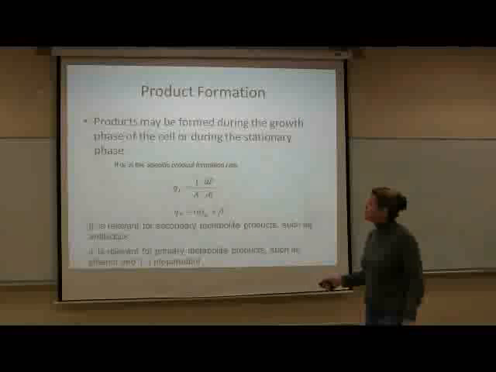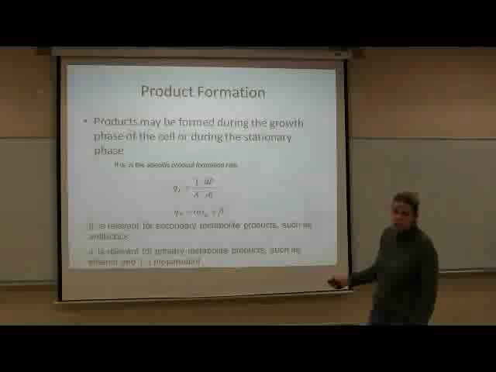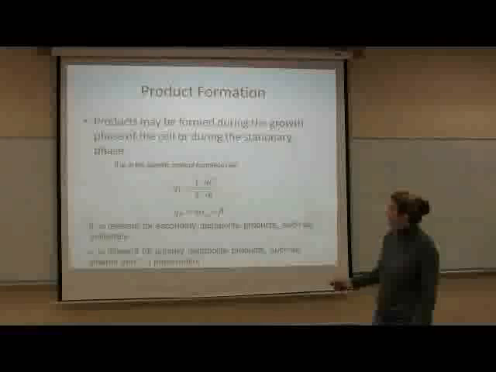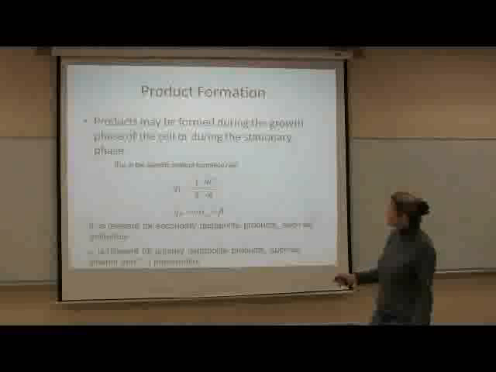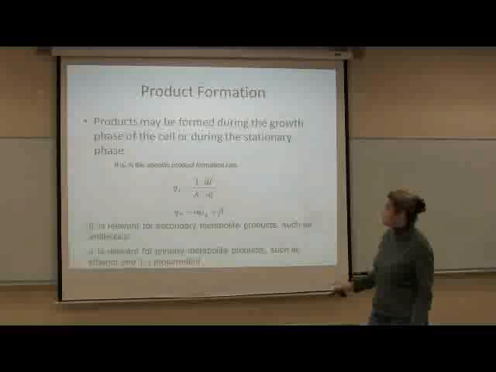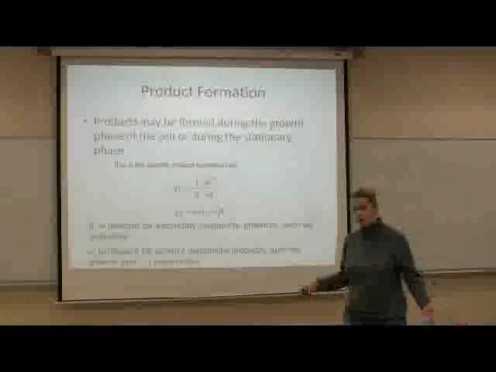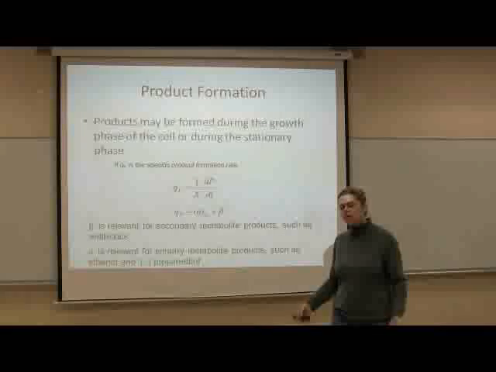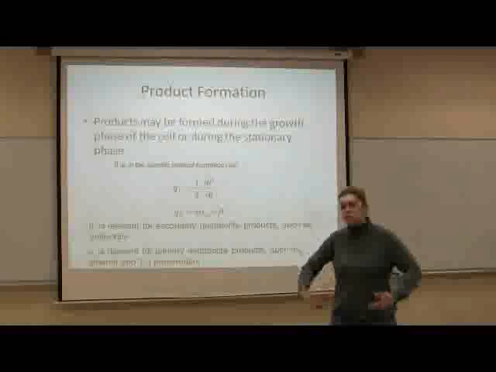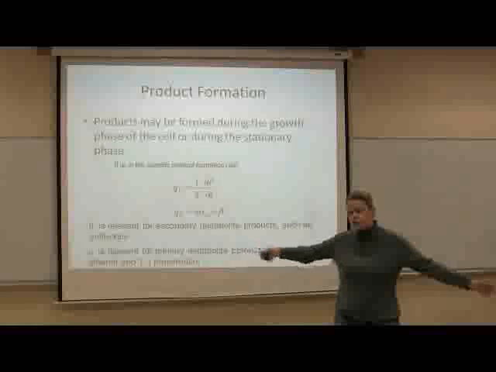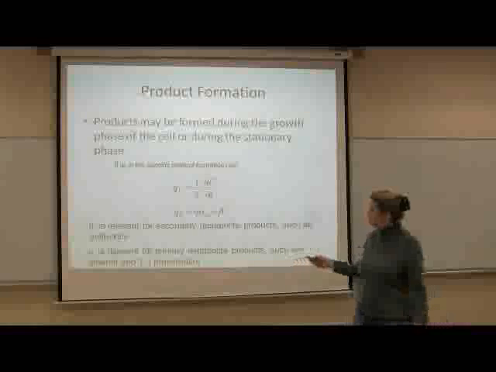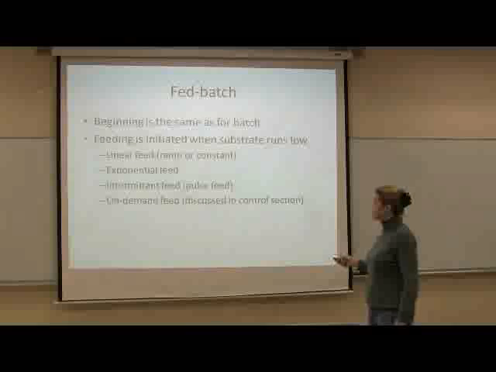It's optimal if you can somehow decouple growth from your product formation. If you can get rid of this whole term, then you don't need to have a lot of bugs present in the process. You don't waste a lot of carbon producing bugs, but you can just get enough bugs and then you produce as much product as you want. That's the optimal process.